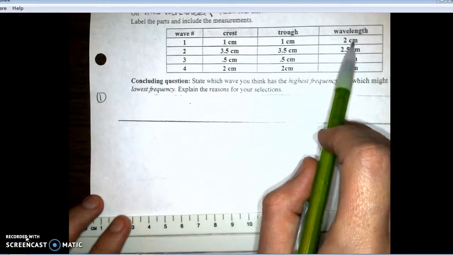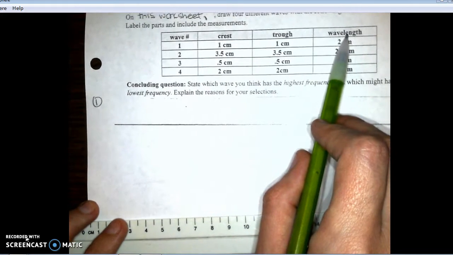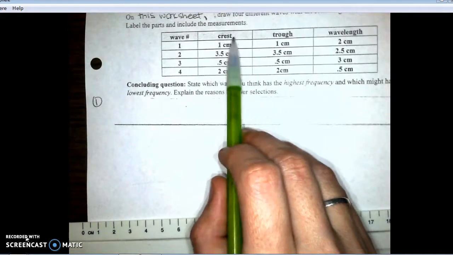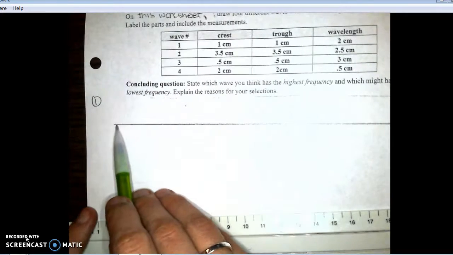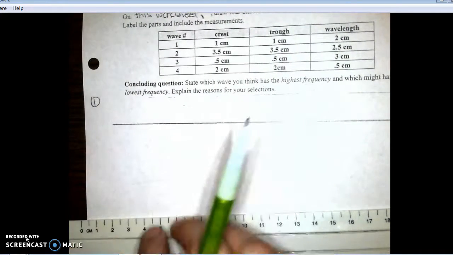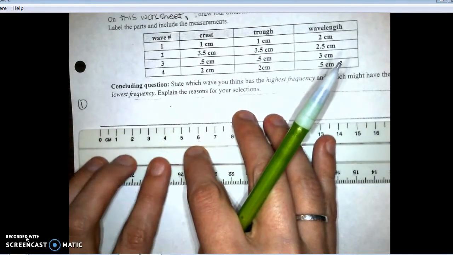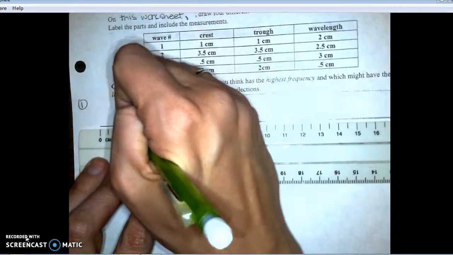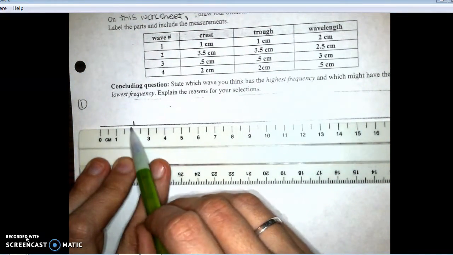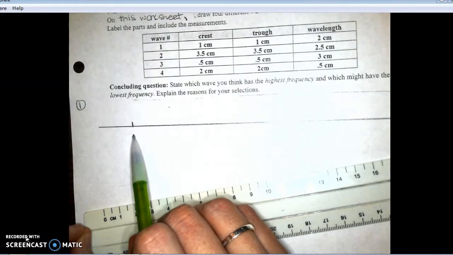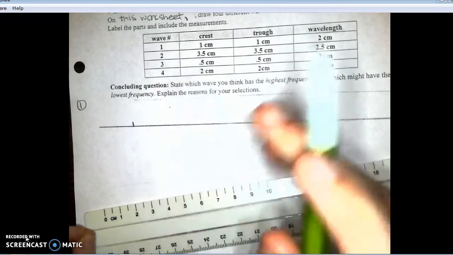I always start with the wavelength because I want my length to be the right amount. I can always put the crest and the trough in there if my wavelength is correct. So my wave is going to start at the beginning of my line. Go ahead and start at 0. And I'm stopping at 2 centimeters, so I'm going to put it right here. That means that I need to draw a crest and a trough before I get to this mark, and that would represent one wave.